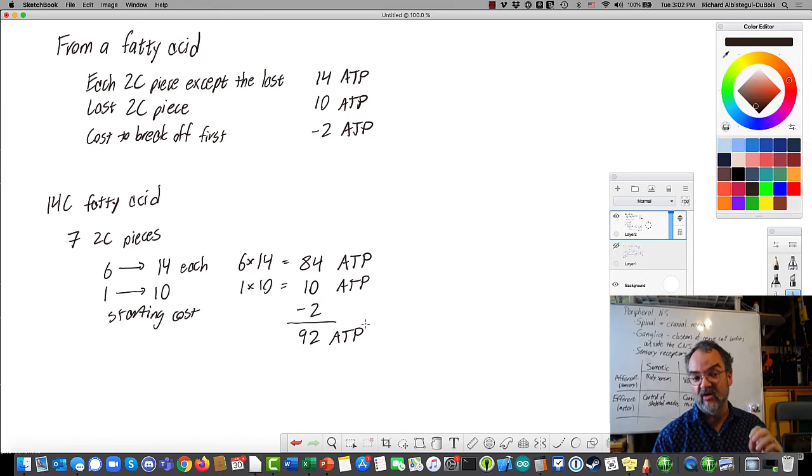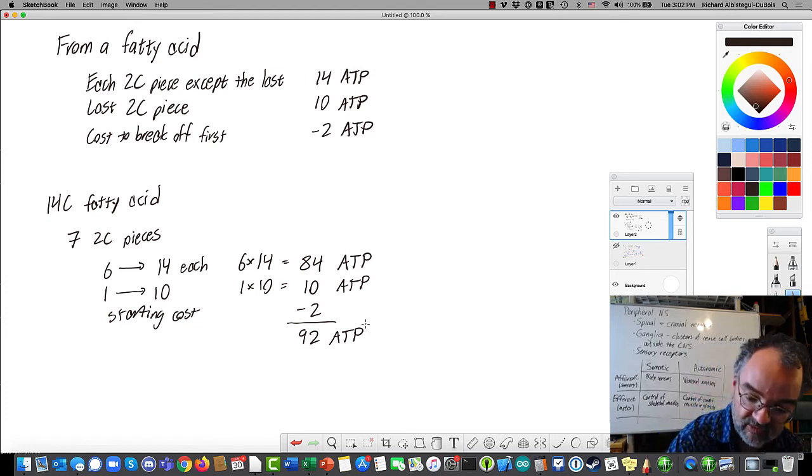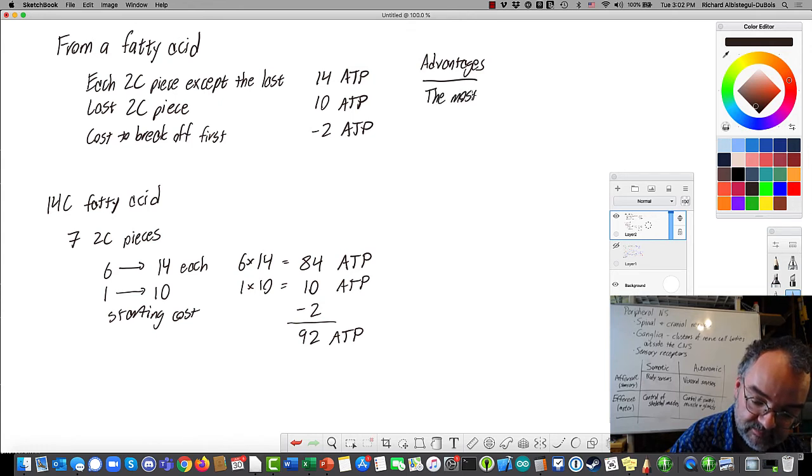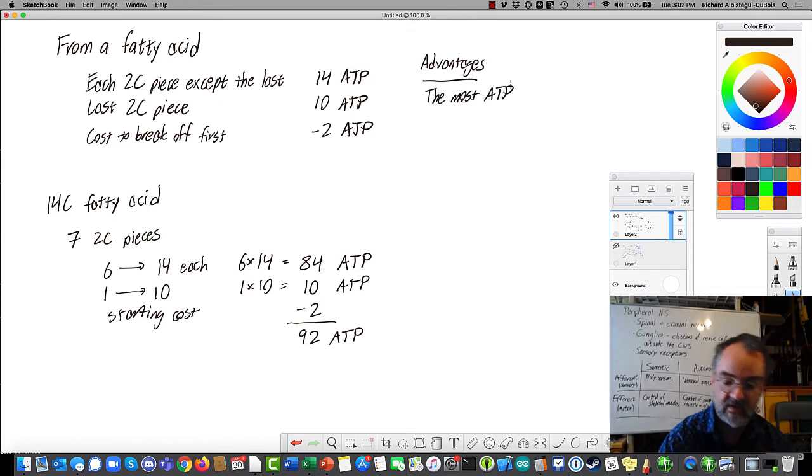Now, this obviously generates a lot of ATP. So let's talk about why we would ever not do this. The advantages of this are that it produces the most ATP. Fats carry the most energy. This is how we extract energy from fat, and fat carries more than twice as much energy per unit weight than carbohydrates like glucose do.